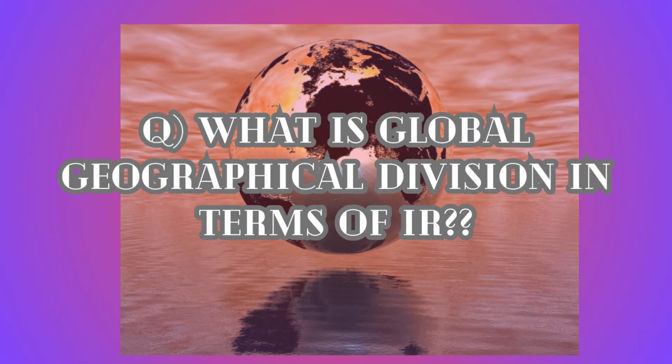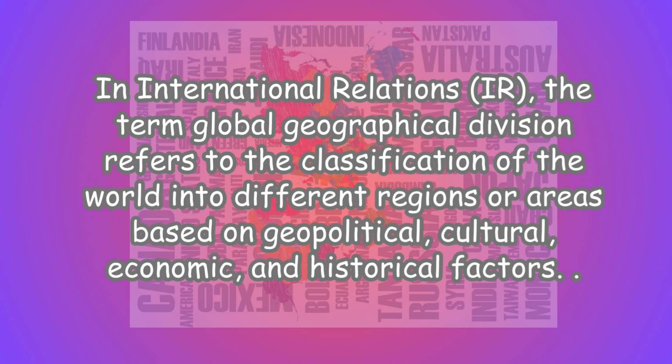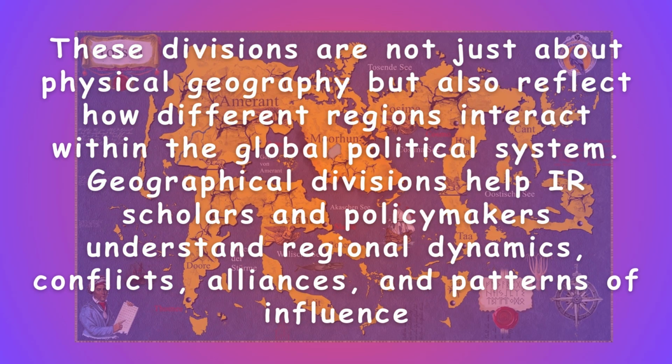In international relations, or IR, the term global geographical division refers to the classification of the world into different regions or areas based not only on physical geography, but also on geopolitical, cultural, economic, and historical factors. These divisions are not just about where countries are on the map, but reflect how different regions interact and influence one another within the global political system. Understanding these geographical divisions helps IR scholars and policymakers analyze regional dynamics, conflicts, alliances, and power structures.